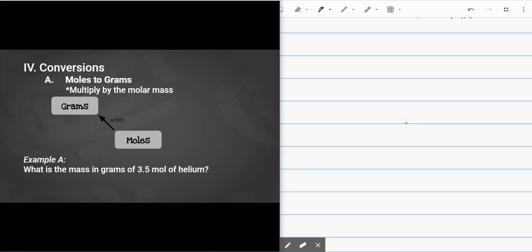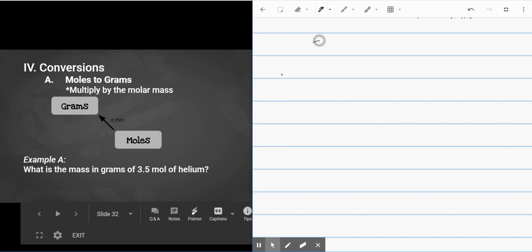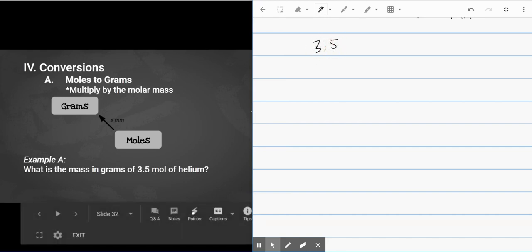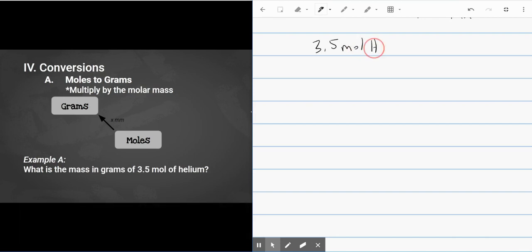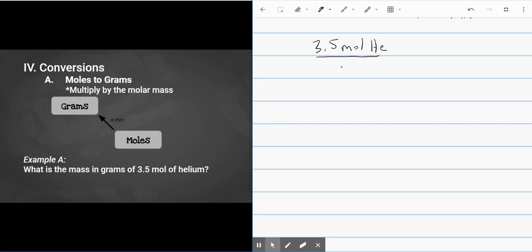Okay, so the question that we're going to do down here is the example, and here is our given number. It's 3.5, so I'm going to write 3.5. And the given units are moles, so I'm going to put mole. And I'm also going to include the element. So He is the symbol for helium that we are dealing with in this problem. All right, and just like in Chapter 2, I'm going to put this over 1 just to remind us that this is on top of the fraction. Putting it over 1 does nothing to the value of that number.